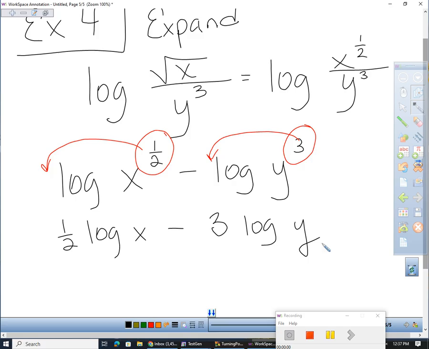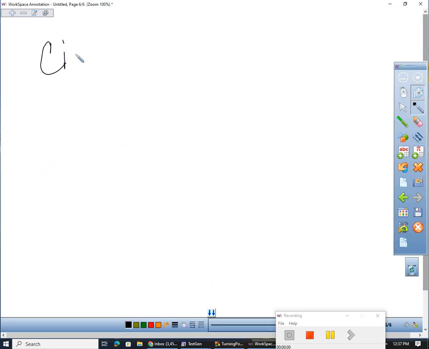All right. The next section we're going to talk about is called the change of base theorem. Change of base theorem, you're simply rewriting it in a different form. Change of base.